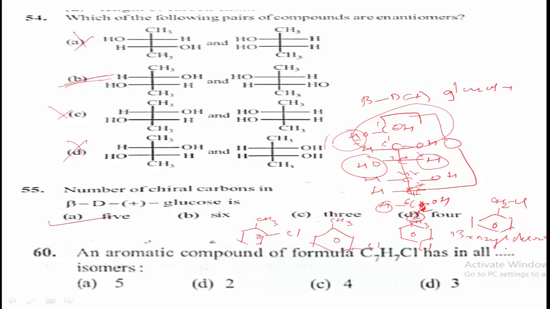Is it right? An aromatic compound of formula C7H7Cl has four isomers. Therefore, the correct answer for this question is option C. Option C is the right answer because it contains three isomers. Students, one more important thing, one trick. It helps in the calculation of structural isomers.